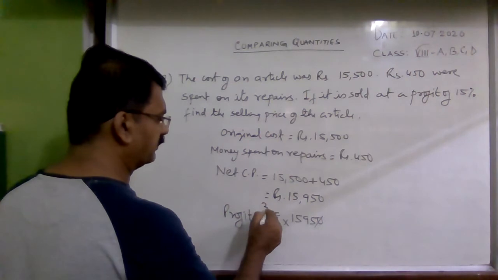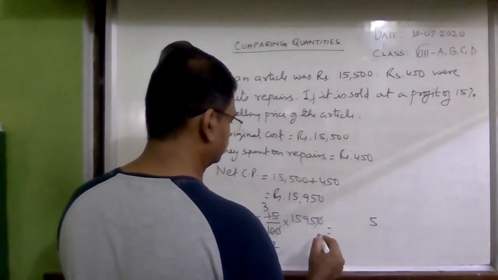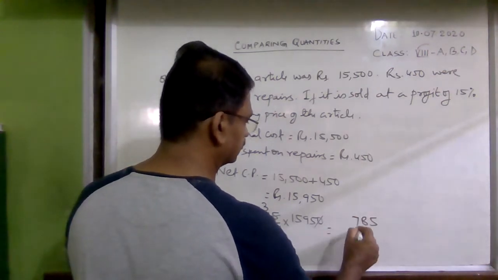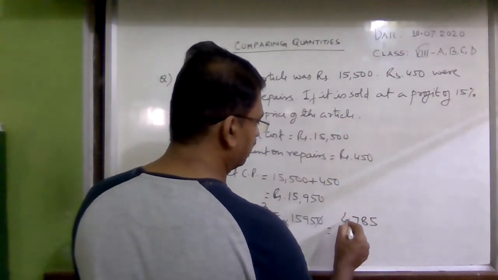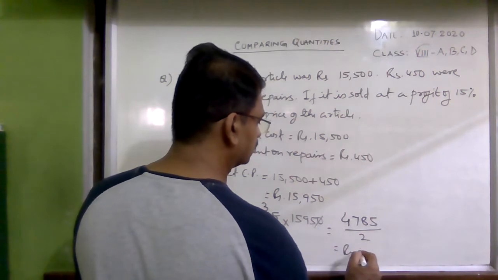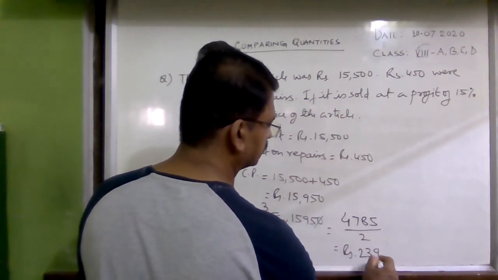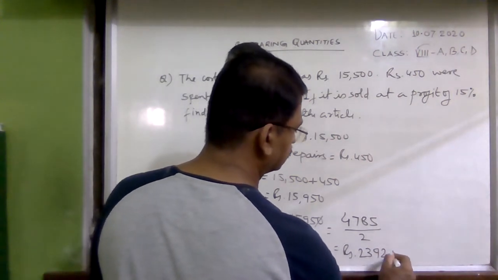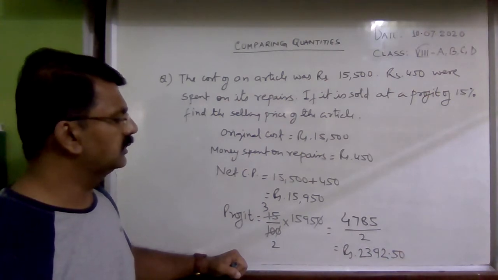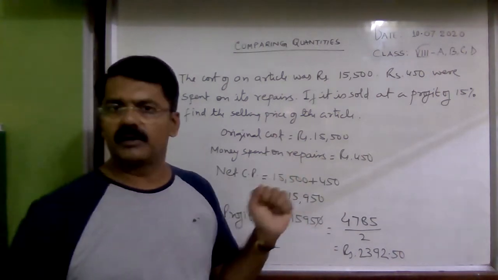You can cancel 10 from here. Then this is 5 3s are 15, 5 2s are 10. Four 7 8 5 upon 2, now divided by 2. So you can see the profit is 2392.50. That is the profit earned on it.